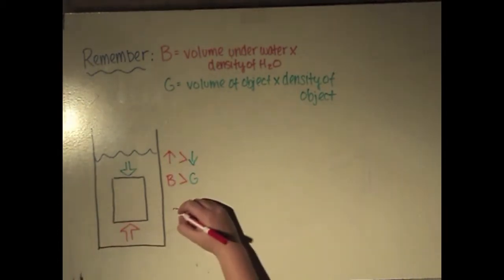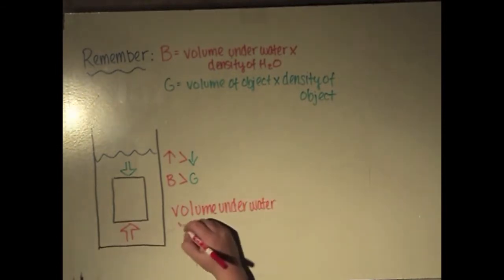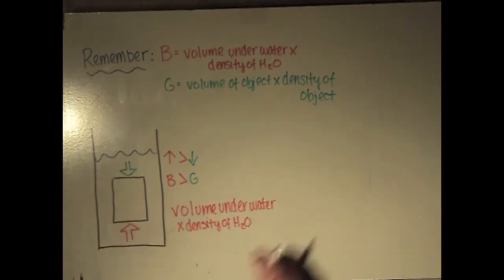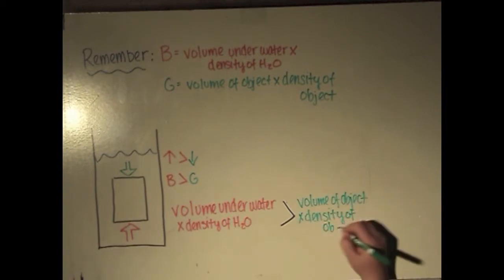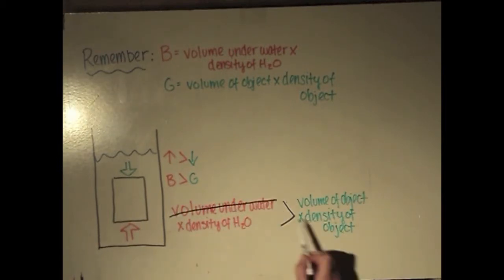In other words, the volume underwater times the density of water must be greater than the volume of the whole object times the density of the object. When the object is completely submerged, the underwater volume and volume of the whole object are equal, allowing us to cross them out.